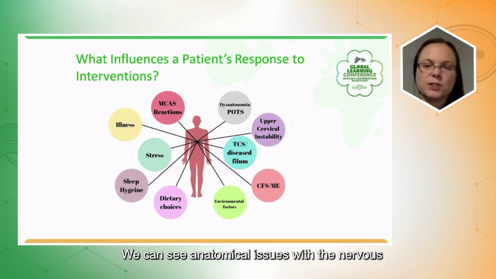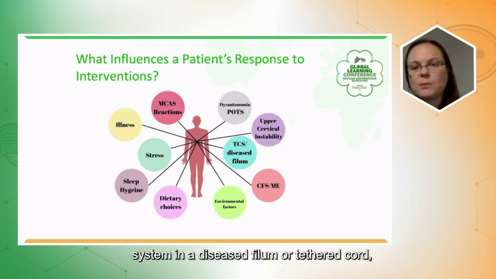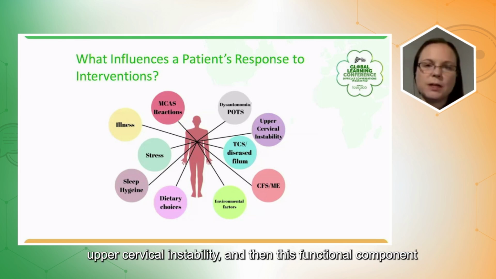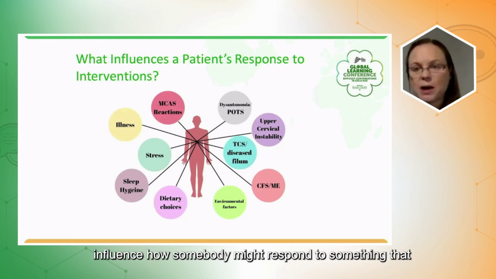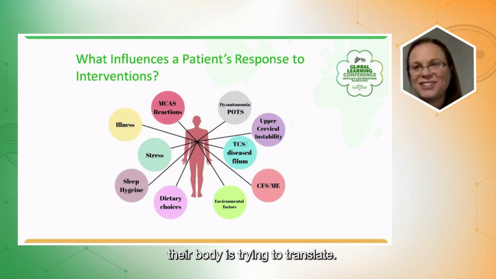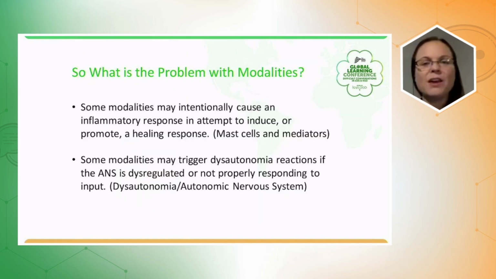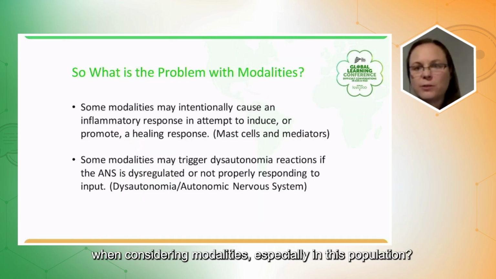We can see anatomical issues with the nervous system in a diseased filum or tethered cord, upper cervical instability, and then this functional component of the nervous system with dysautonomia or POTS. So again, there are so many things that can influence how somebody might respond to something that their body is trying to translate. So what are the problems that we have when considering modalities, especially in this population?